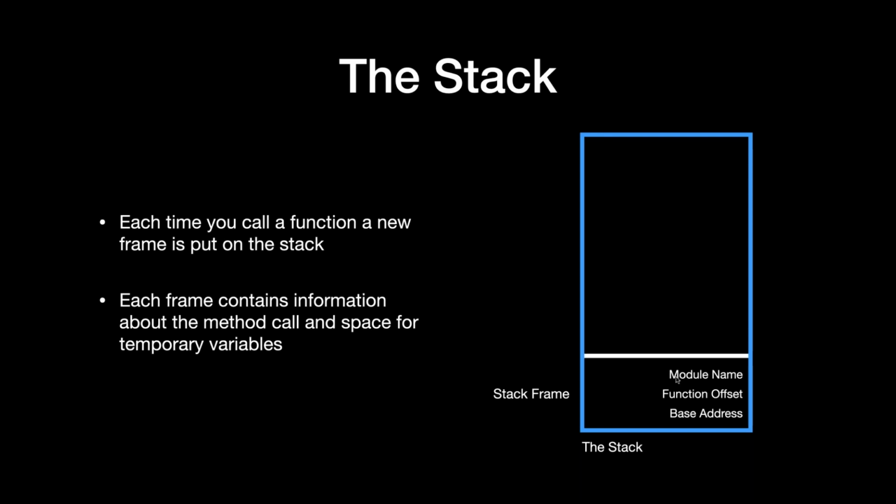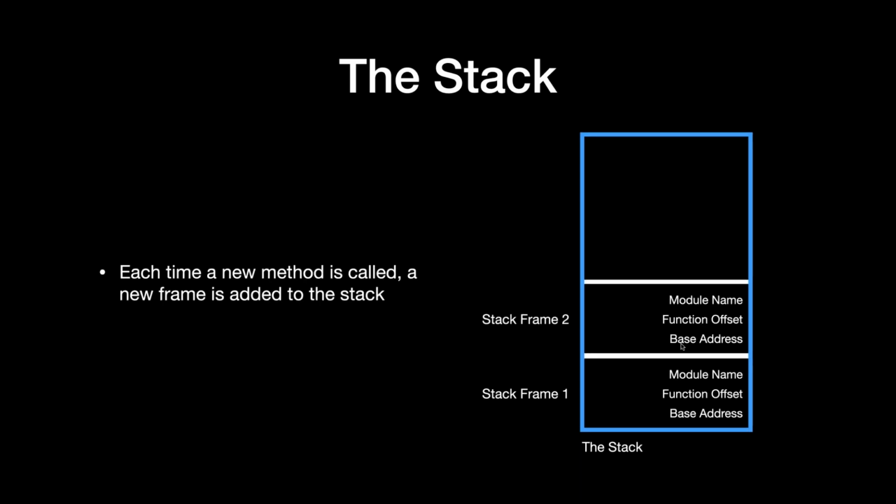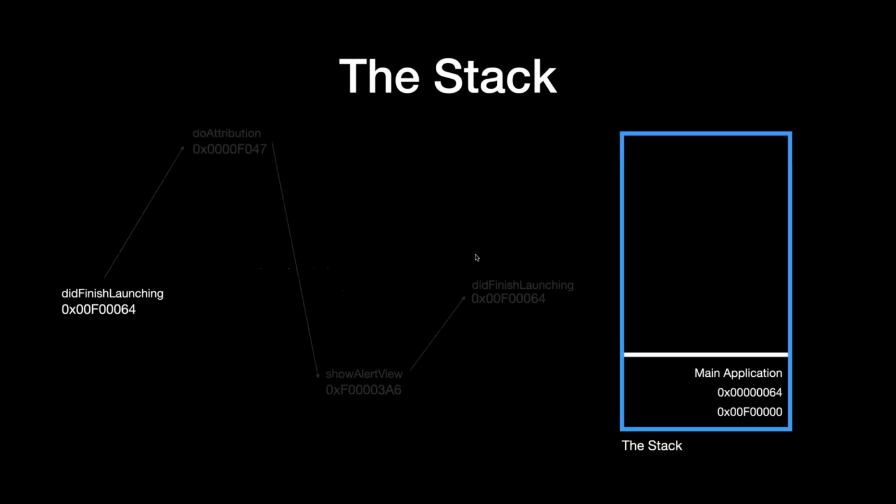The ones that are relevant to us are the module name, the function offset, and the base address. If we call another function, we simply add another frame to the stack, but we don't remove the old frame, and so on. When we return, we can remove a frame, and we're back to where we were. In this way, the execution pointer's location in memory can be tracked on the stack, so you can call as deep as you want and always get back to where you were.